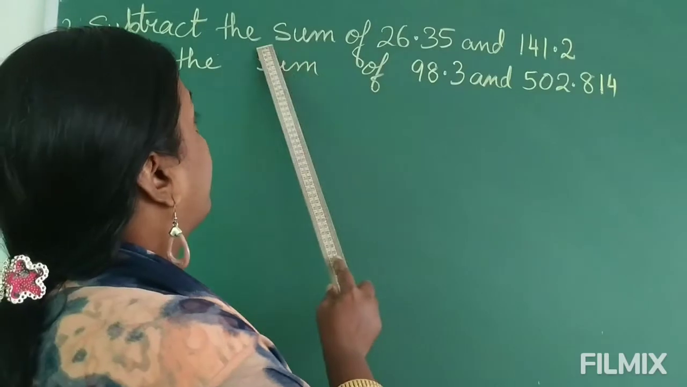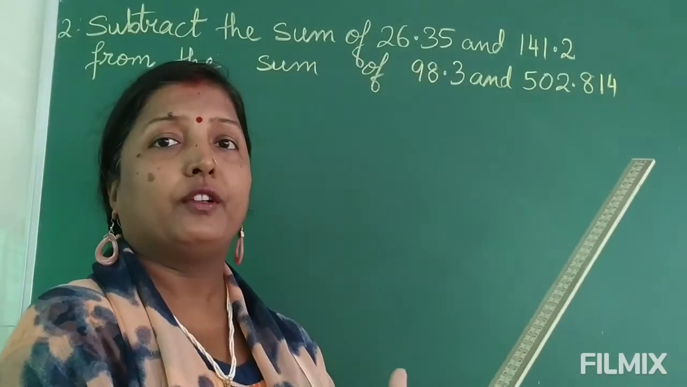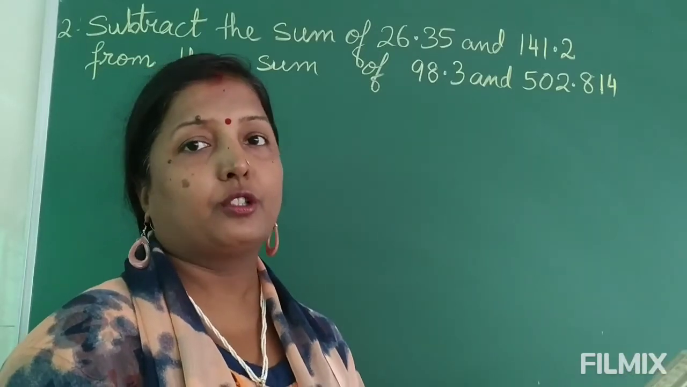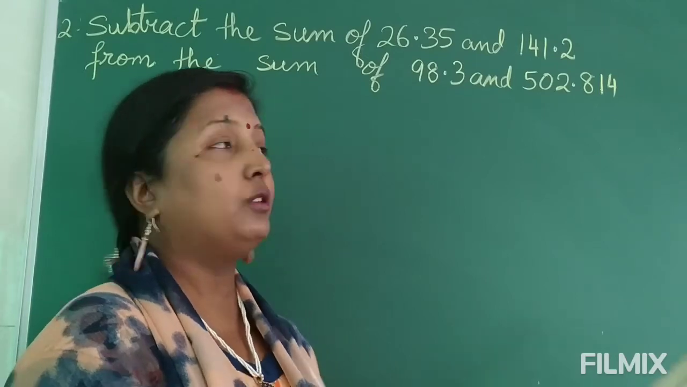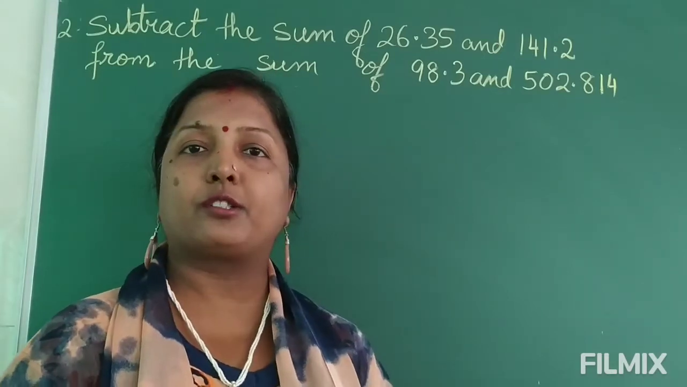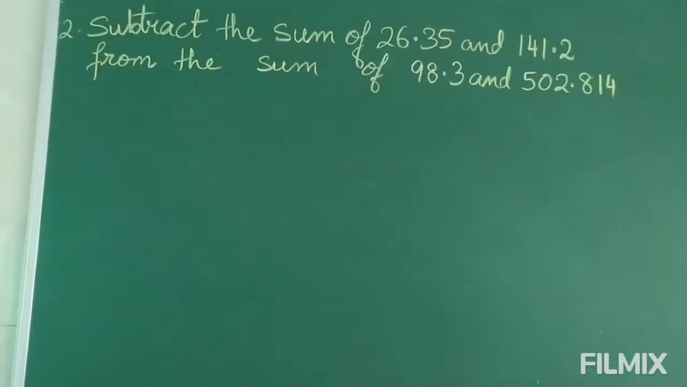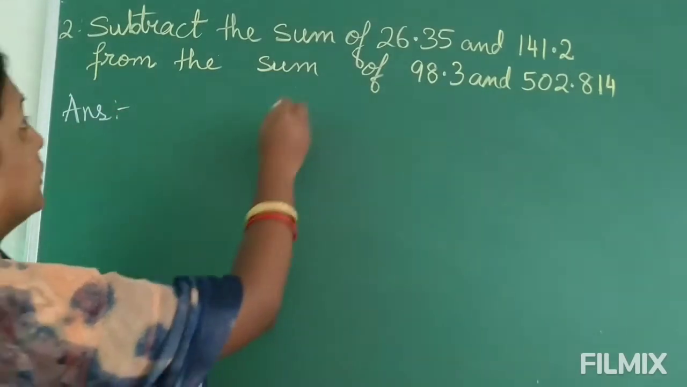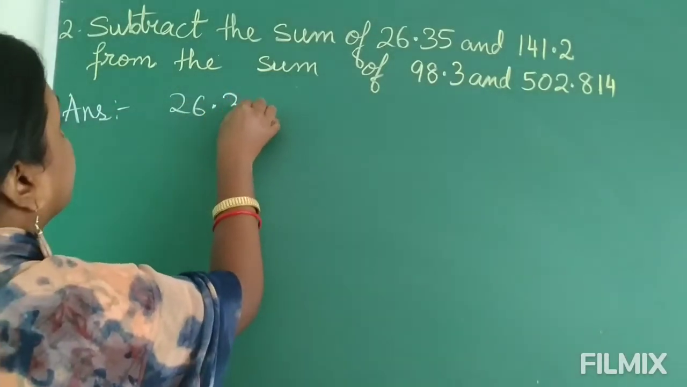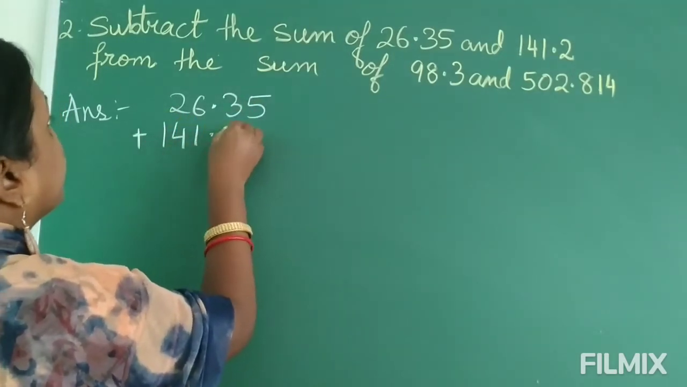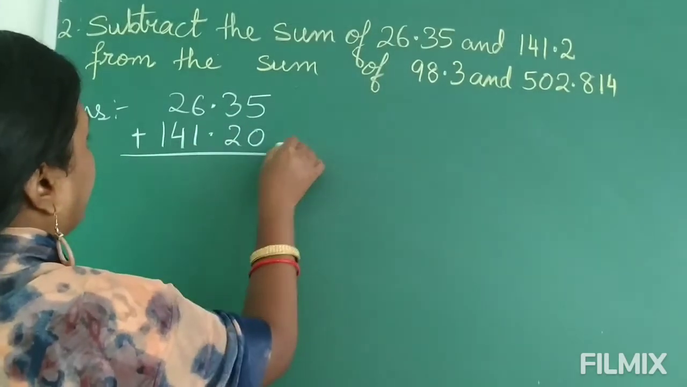But yes, first you have to understand that you will solve the sum of, then only you get a single number from which you can do the subtraction operation. So to subtract you should have two numbers. So where are the two numbers? The sum of this is one of the numbers, the sum of this is the other number. So let's do it. So we will find the sum of these two first.